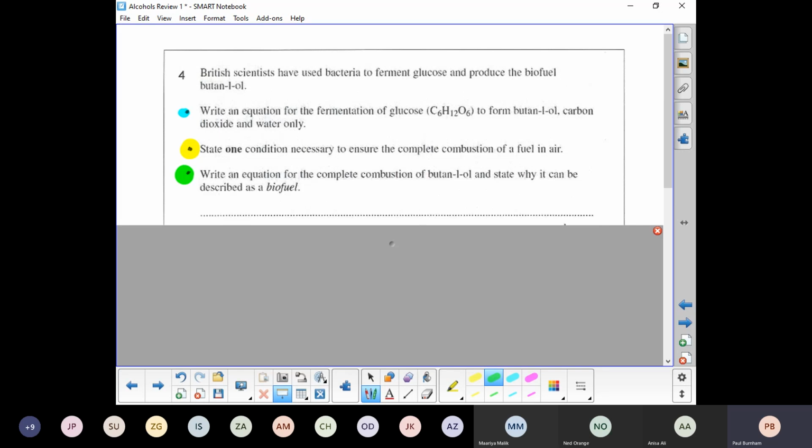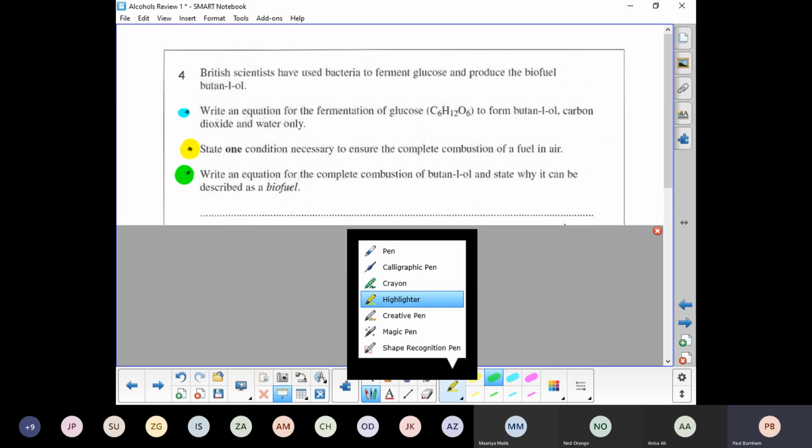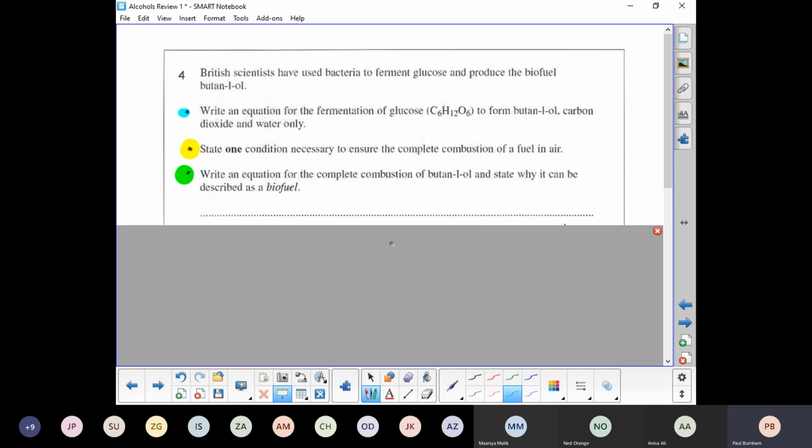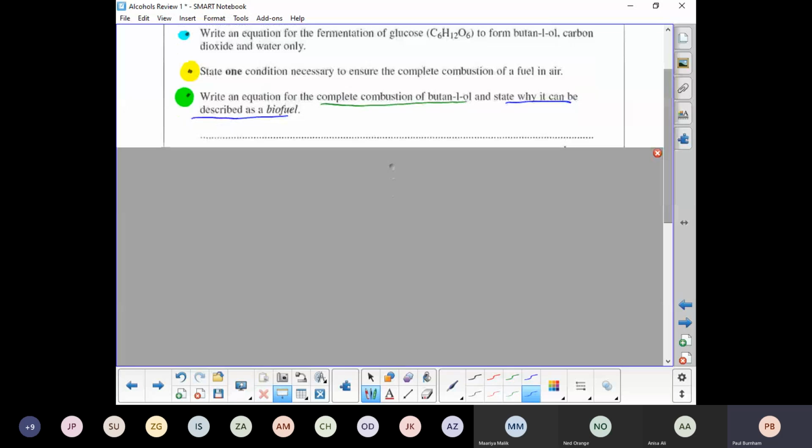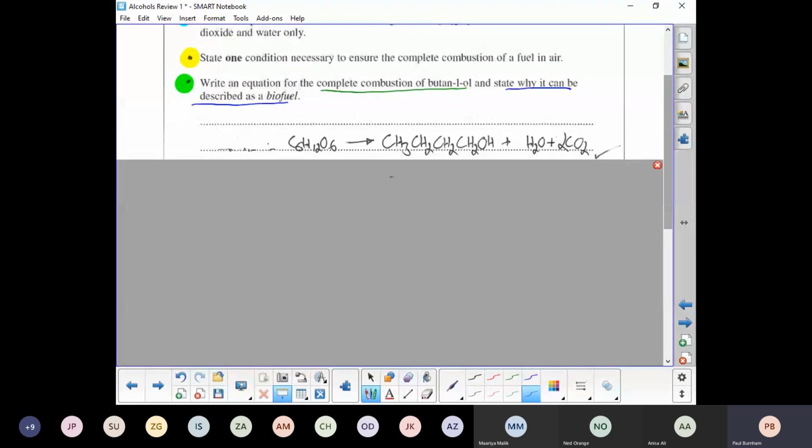Actually, this bullet point's a little bit sneaky. It's asking me to do 2 things, and you can see here, if I underline what it's asking me to do, I need to give that complete combustion equation, but I also need to state why butanol can be described as a biofuel. And so, of course, you can see with the 4-mark question, perhaps 1 mark for each bullet point, and the final one requiring 2 things.